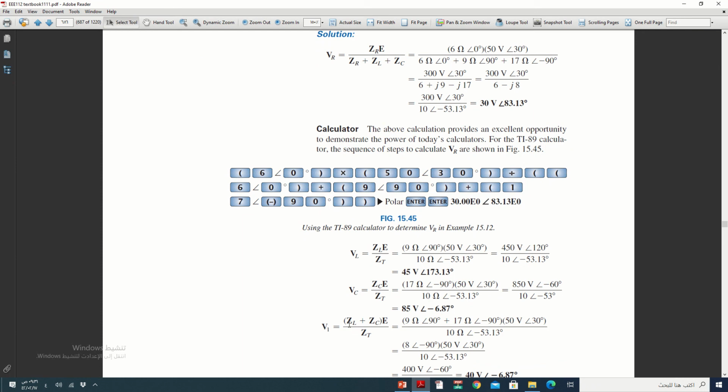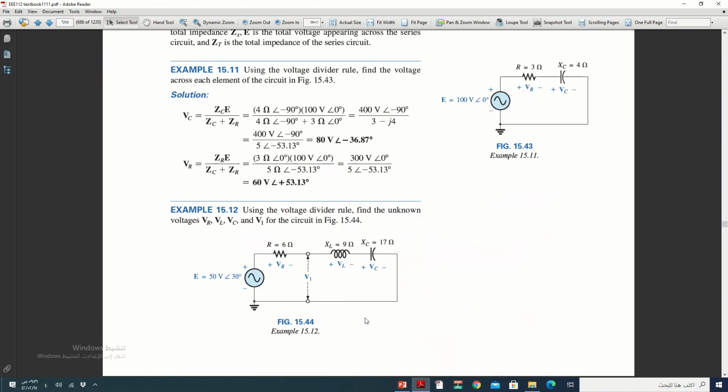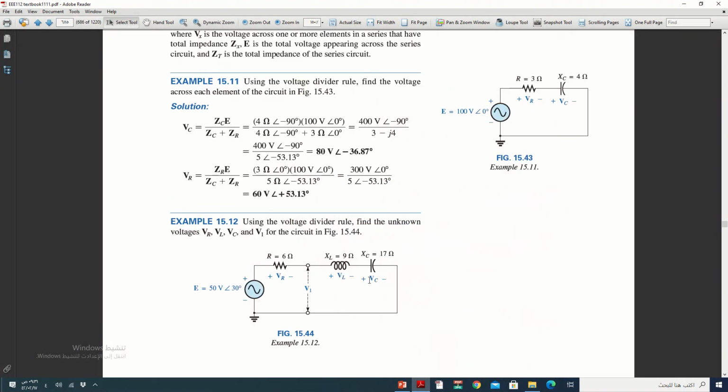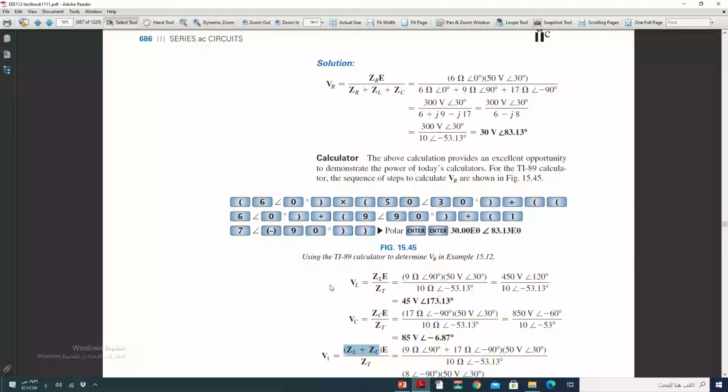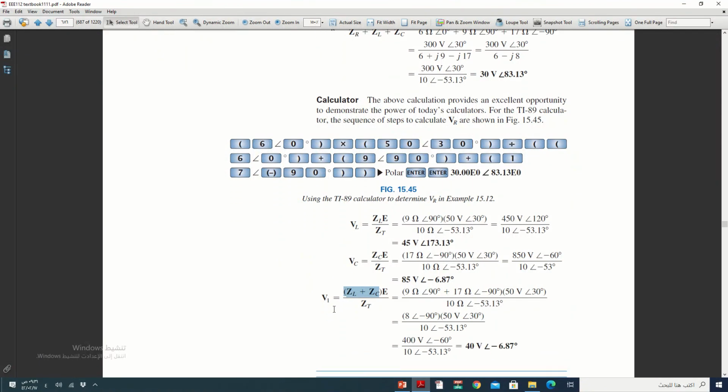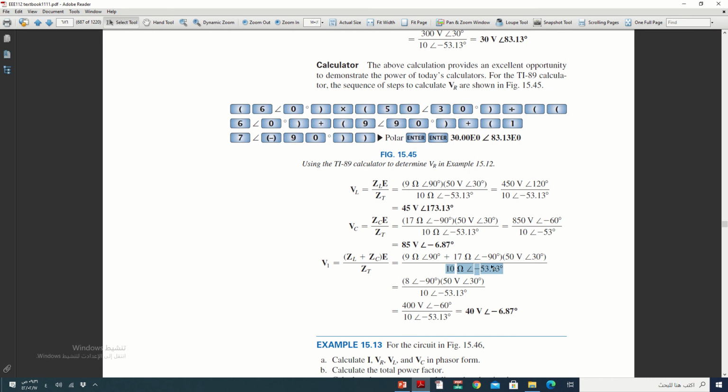To find V1, he considers ZL and ZC as one impedance, adds them, and then multiplies the total voltage by the total of this impedance, and then divides by the total impedance for all. See here, ZL, ZC considered as one impedance, multiply by total voltage, divide by total impedance for all, ZR, ZL, ZC. You will find the answer 40 with angle minus 6.87.